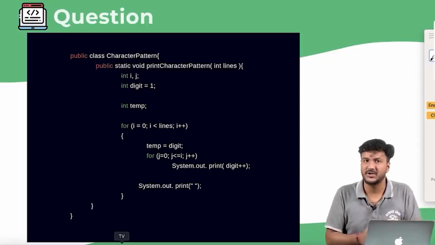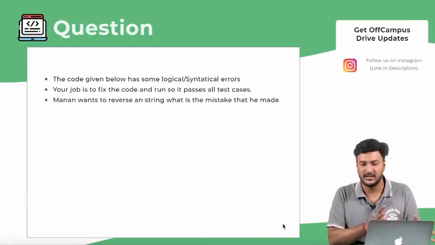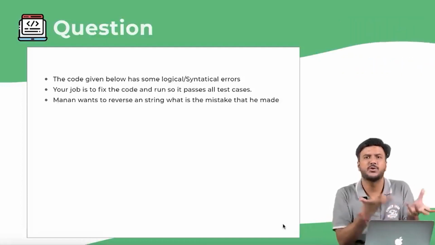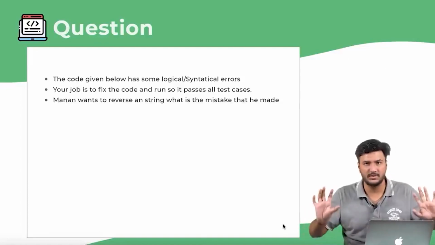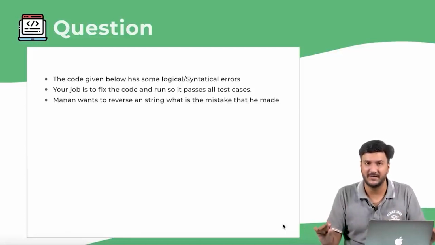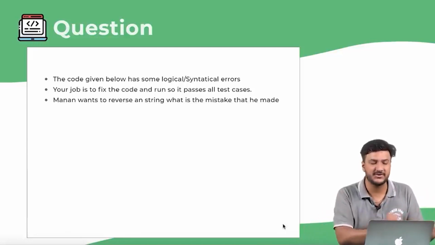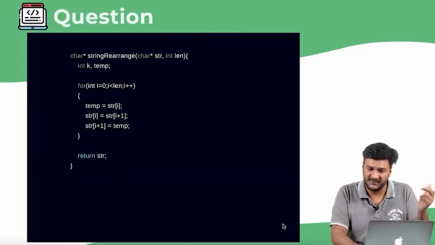Let's go ahead to the next question. Okay, so what Manan wants to do is reverse a string. Maybe it could be an array, maybe it could be a string, it depends, right? Manan wants to reverse an array. That array could be of int, that array could be of characters. In the case of characters, it's called a string, right? Now, what mistake has he made? In that case, obviously you have to find that out and fix it, right?